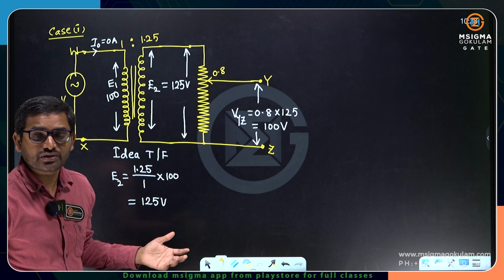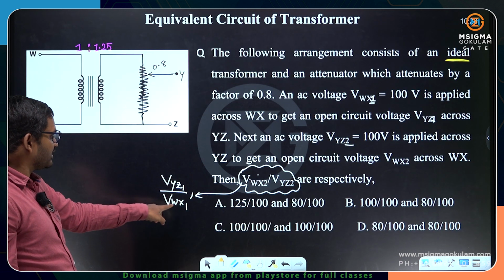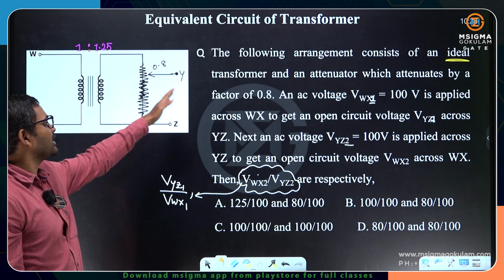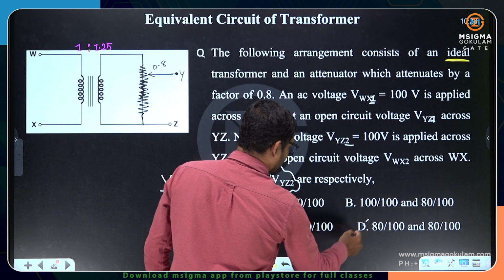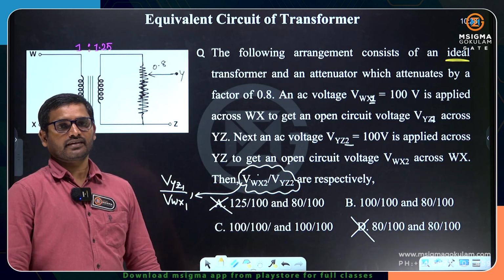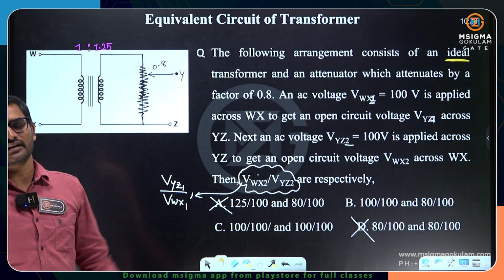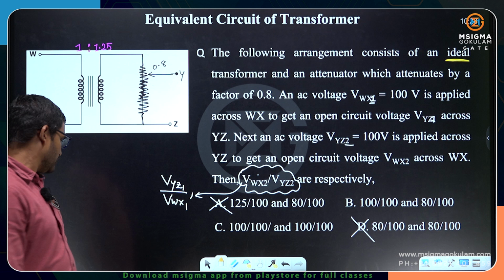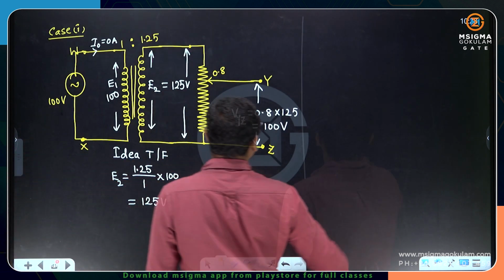Therefore, what is the ratio? The first ratio, VYZ1 by VWX1, is 100 by 100. So you can eliminate option A and option D, because I am getting the ratio as 100 by 100: output voltage is 100, input voltage is 100. Now look at case 2. I am going with case 2.